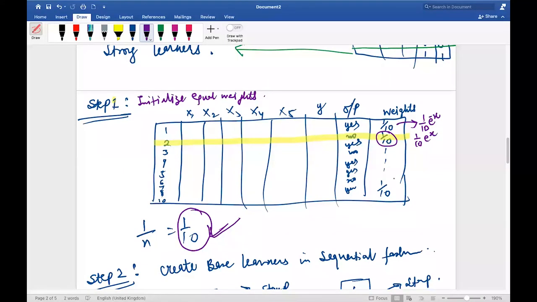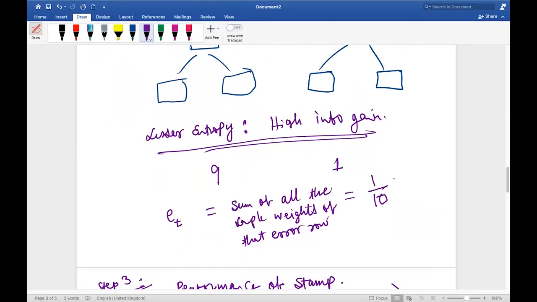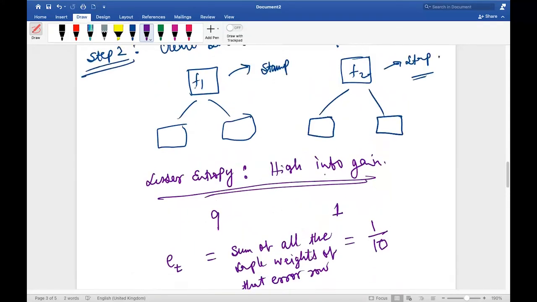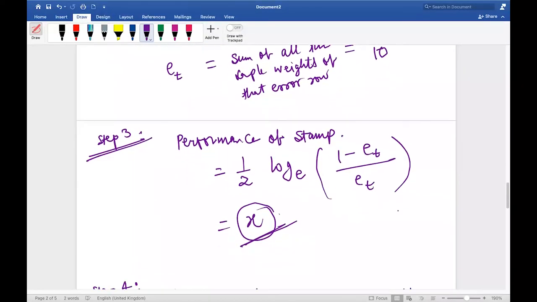Correct. Next, what is the next step? I am saying that I have to calculate the total error. What is the total error? In this case, only one misclassification is there, so 1 by 10. If there were n misclassifications, the total error would have increased. Yes or no? Yes.